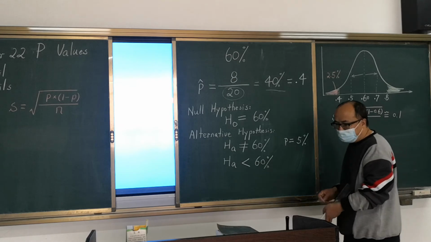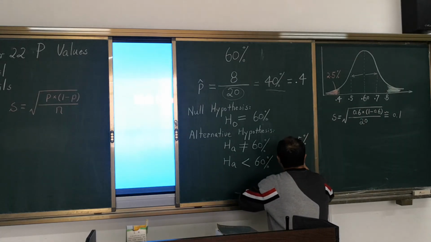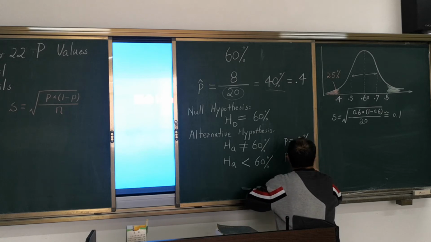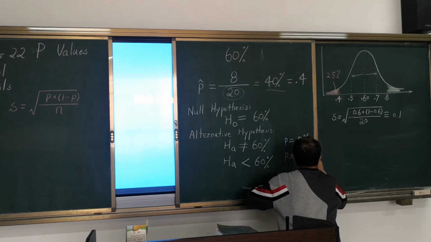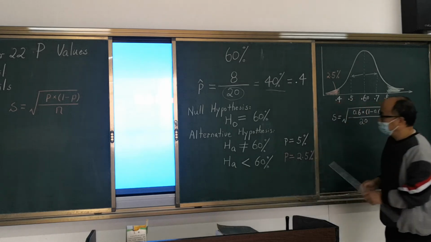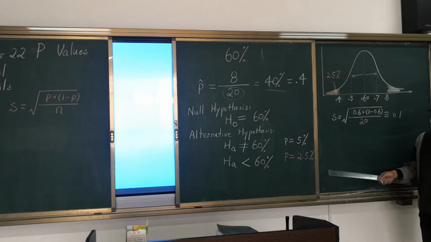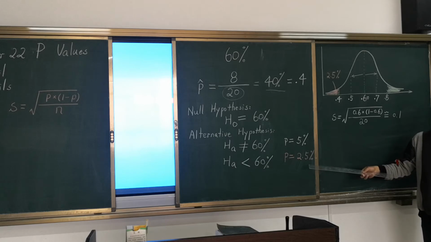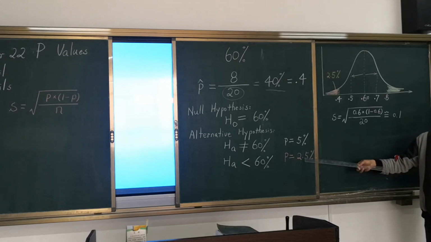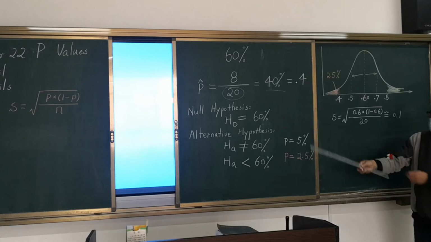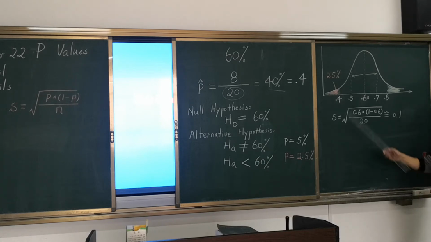And the p-value for this one tail is 2.5%. Okay, the 2.5% means if this is him, only 2.5% chance to fit this morning's performance.